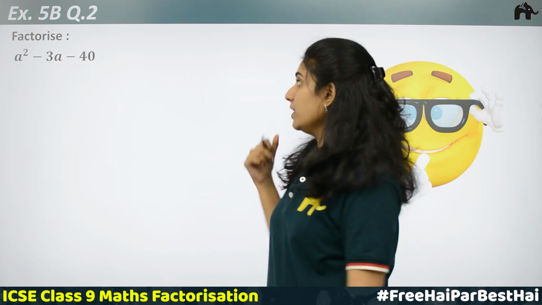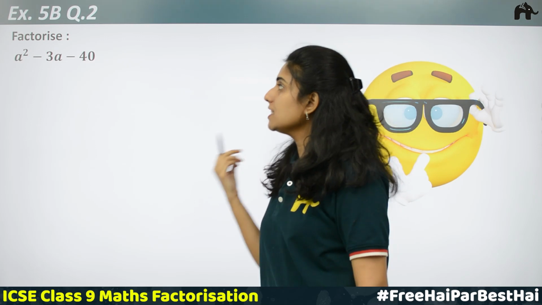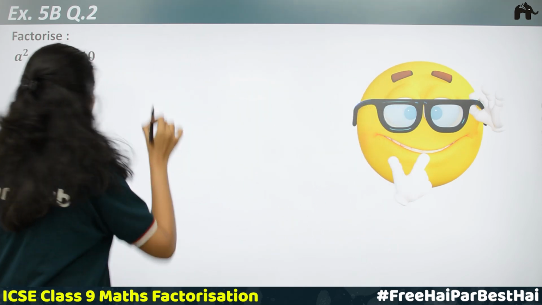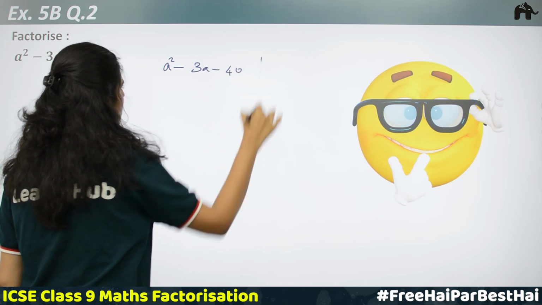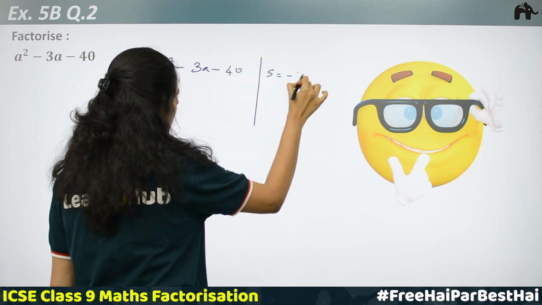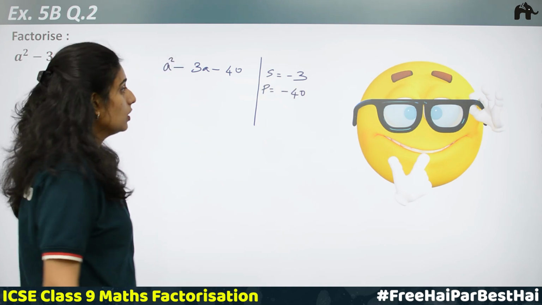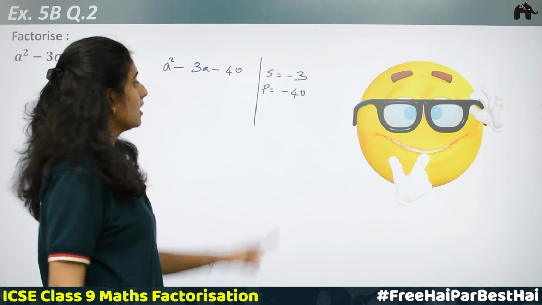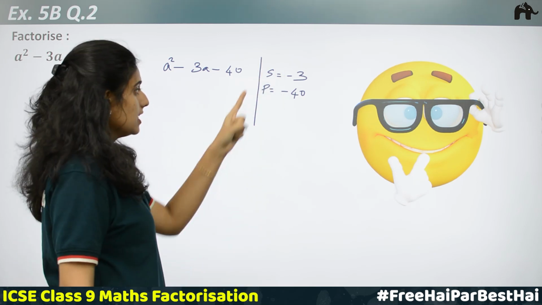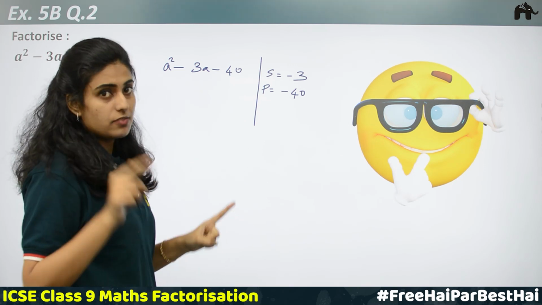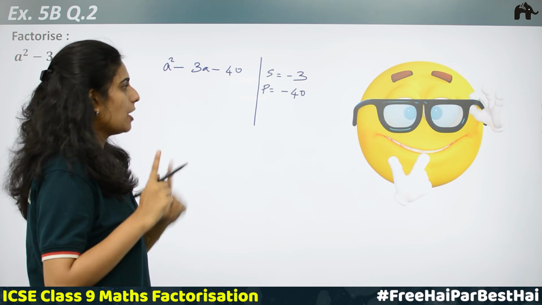Okay. Second question. Question 2 of exercise 5b, factorize a square minus 3a minus 40. So here a square minus 3a minus 40. Sum is equal to minus 3 and product is equal to minus 40. Okay, you can see the product is negative, sum is also negative. What does it mean? Product is negative, which means one of the two numbers will be negative. Sum is negative, the greater number will be negative.